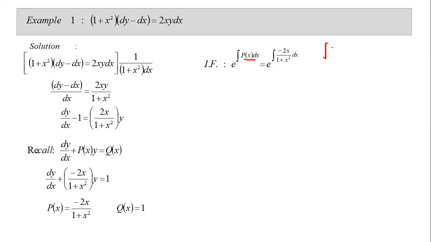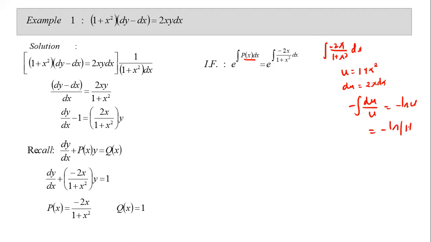To integrate negative 2x all over 1 plus x squared dx, we simply let u be equal to 1 plus x squared, and this leads you to a ln function. So this is 2x dx. You affix the negative in front, and then 2x dx is simply du, so du all over u, and that's negative ln of u. So that's negative ln of 1 plus x squared, and that's the integral of negative 2x over 1 plus x squared dx.